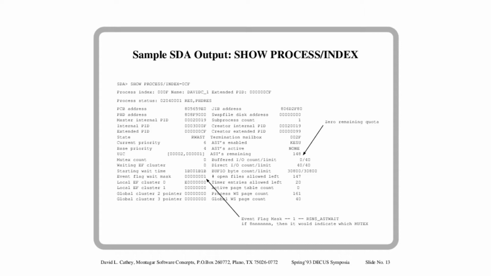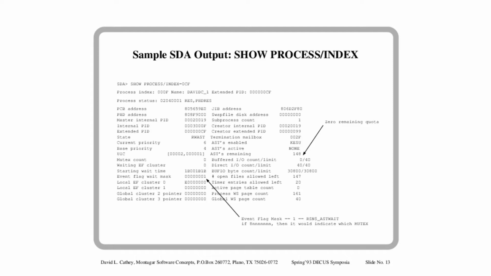Here is an SDA output for a process I ran that I explicitly got stuck in an RWAST mode. I did a show process/index equal OCF. OCF happened to be the process index. You can put in the last 3 or 4 digits of the PID; depending on how the system is booted, those will actually be the index value. Also, show summary in SDA will give you a listing of all processes on the system by PID and by index, and you can use the index value in that.